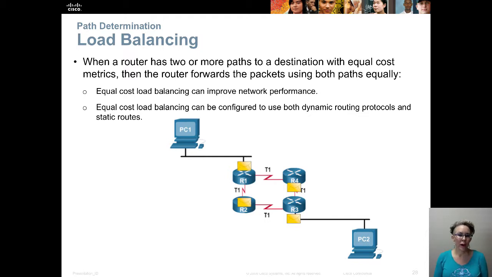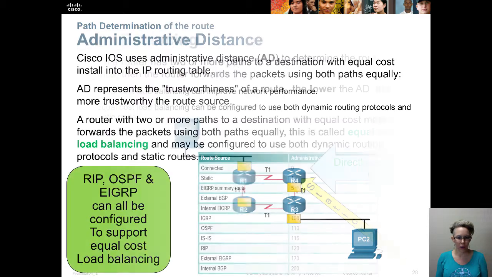So if a router has 2 or more paths to the same destination and they are equally good, then it will do load balancing. It will simply divide up the traffic so that everything can move along quicker. And that's one benefit of a dynamic routing protocol.